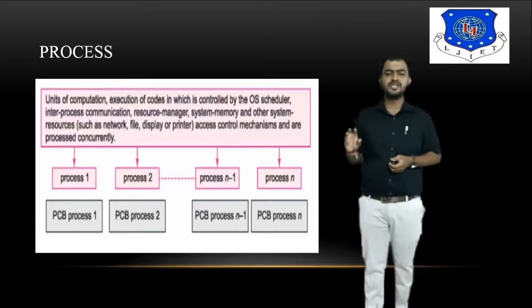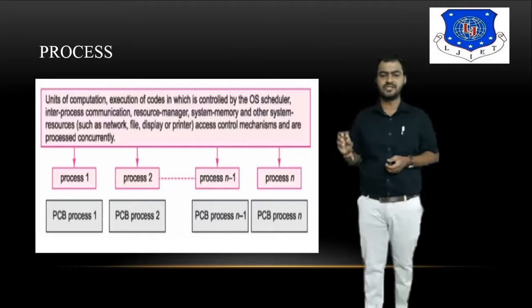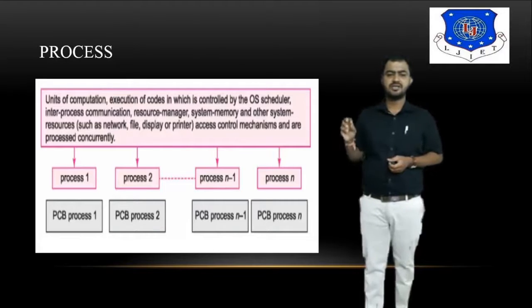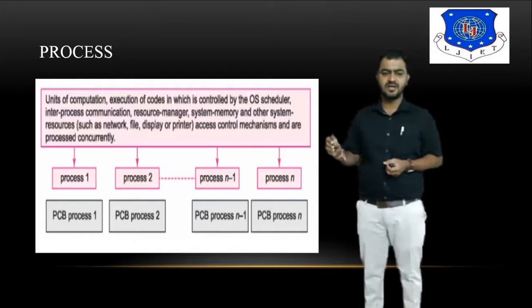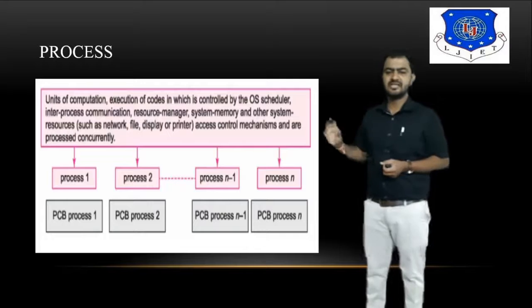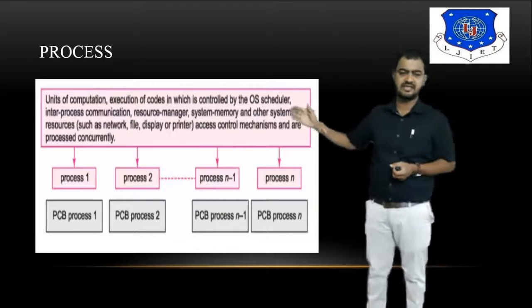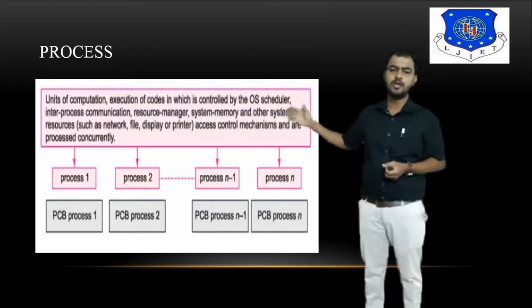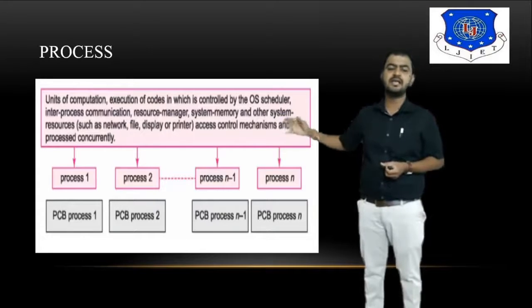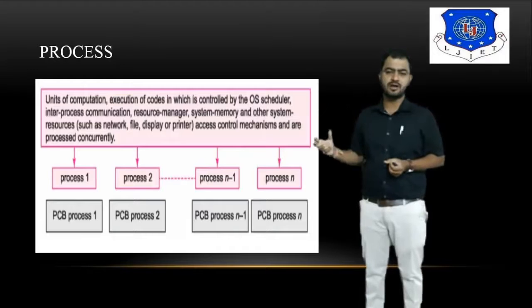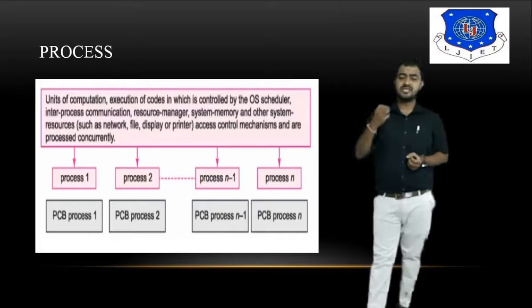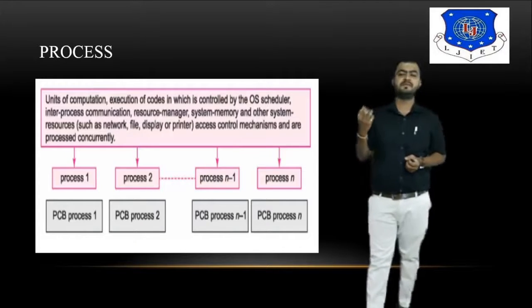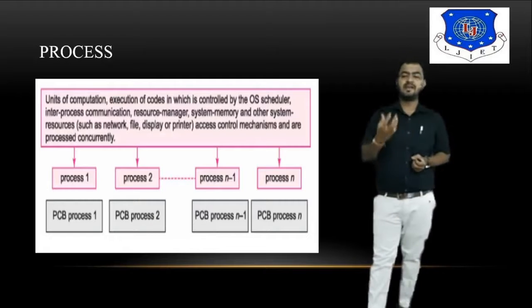See, a process is a unit of computational execution of the code, controlled by the OS scheduler, inter-process communication, resource manager, system memory, and other system resources such as a network, file, display, or a printer. Access control mechanisms are processed concurrently. So basically, in this particular diagram, as you can see, there are different types of processes: process number 1, 2, up to n-1 and up to n. Each and every process has a process control block, which is used to control that particular process. It will continuously observe whether the process is over or finished. If it is finished, then it will be available for the next process.